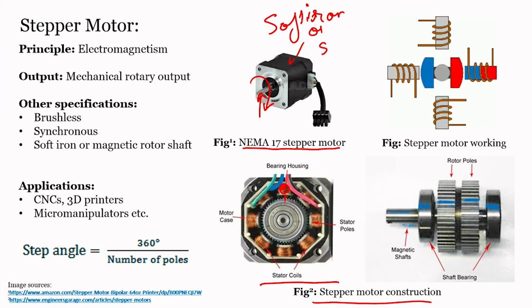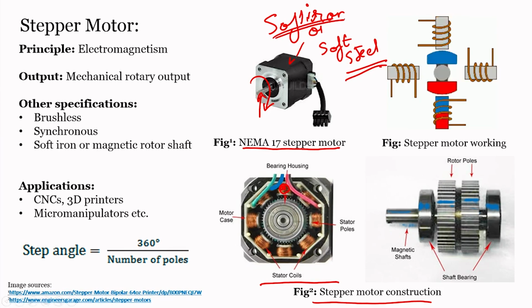or soft steel. These are magnetic materials, generally paramagnetic materials. So these shafts are made up of soft iron or soft steel. There are different types also. I will let you know once we discuss further.